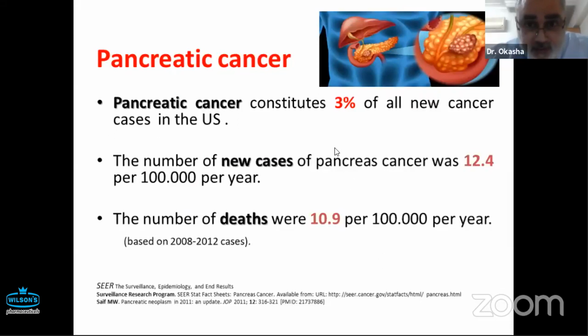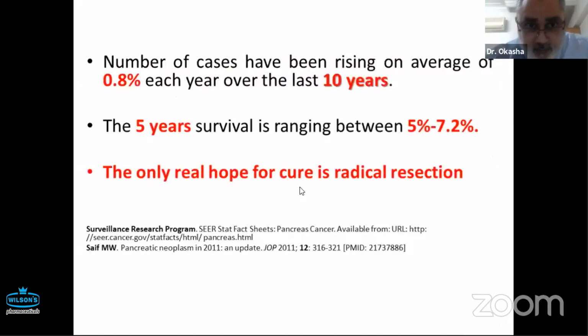Pancreatic cancer constitutes about 3% of all new cancer cases in the United States. The number of new cases of pancreas cancer was about 11 per 100,000 per year, and the number of deaths is high, about 11 per 100,000 per year. The number of cases has been rising on average by 0.8% each year over the last 10 years. And unfortunately, the 5-year survival is only 5 to 7%. So it is a very aggressive tumor.